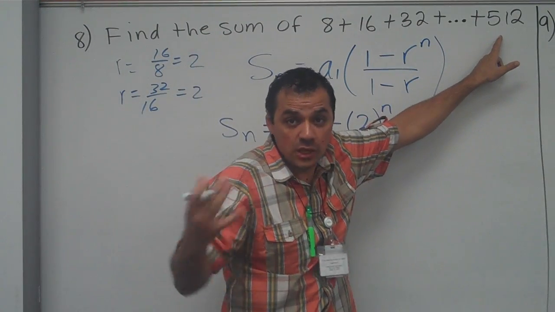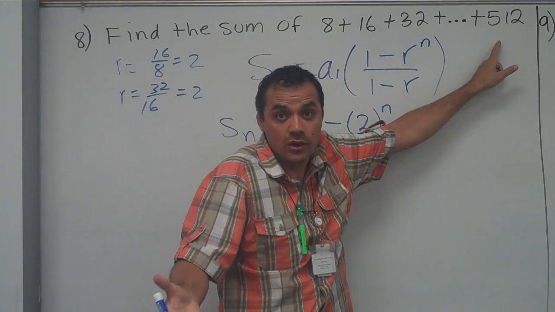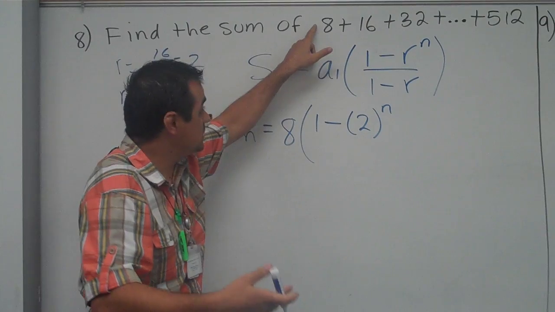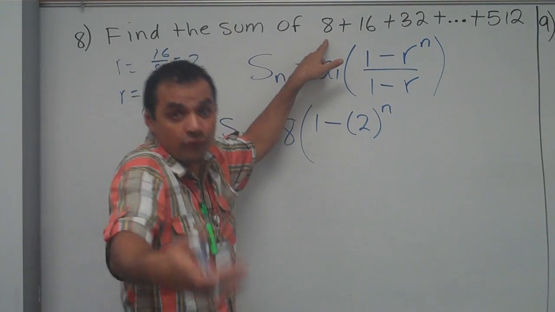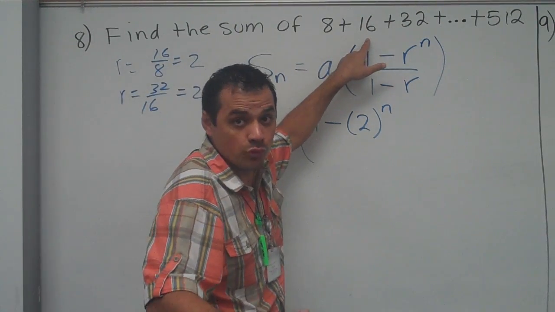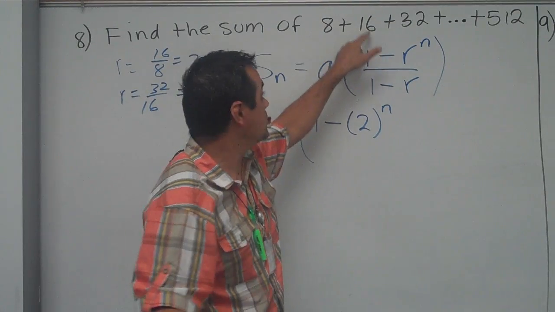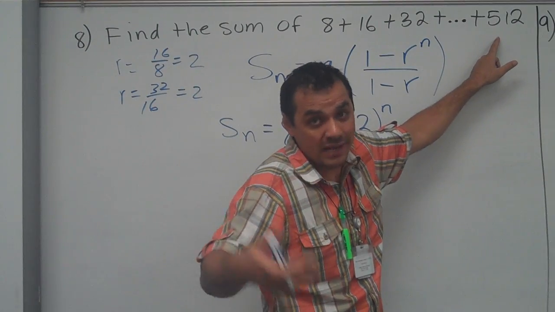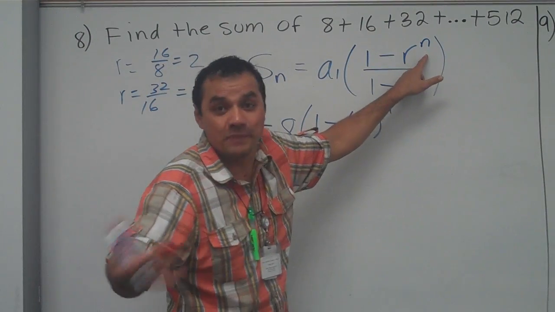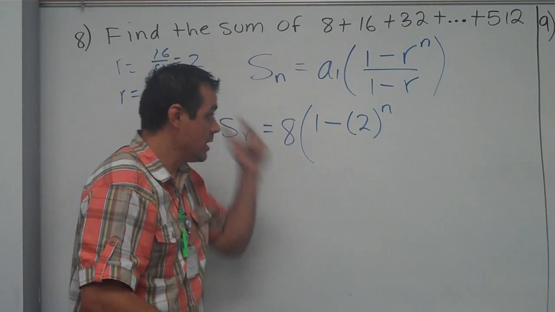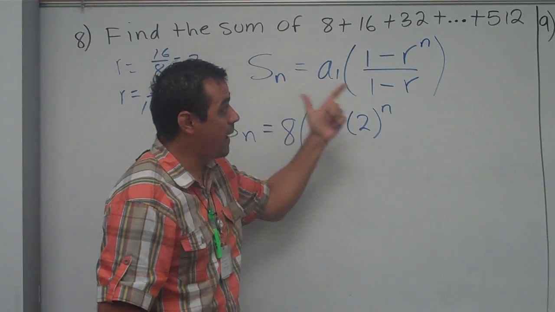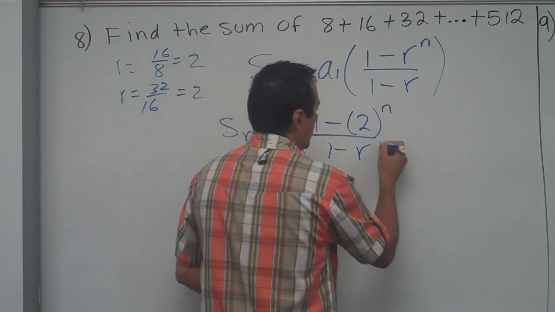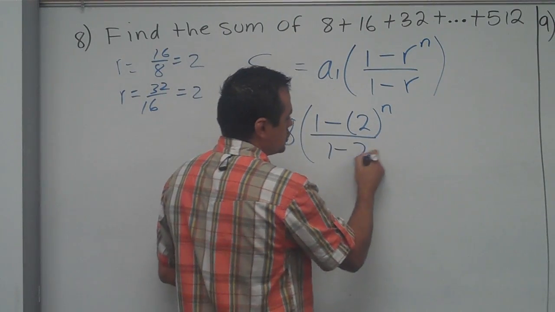Like I said, I still don't know which term this is. I know the value of that term is 512, but I don't know which term it is. This is a sub 1, the value is 8, the first term. This is a sub 2, the value of my second term is 16. You see? This is 512, the value of my last term, but I don't know which term it is. So you do not, I repeat, you do not put 512 there. All over 1 minus r, and r we said was 2, right?